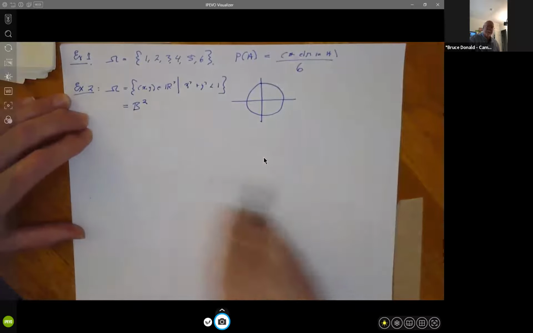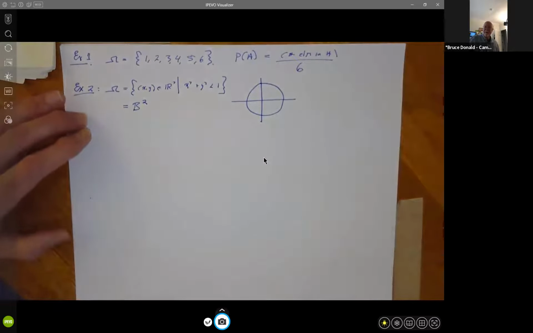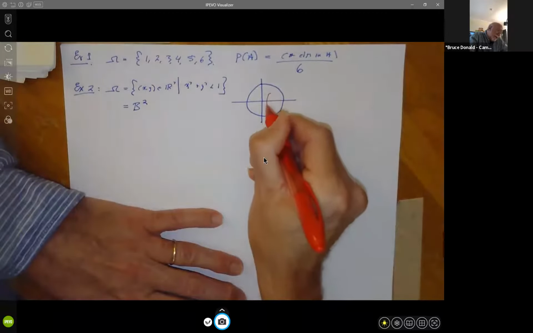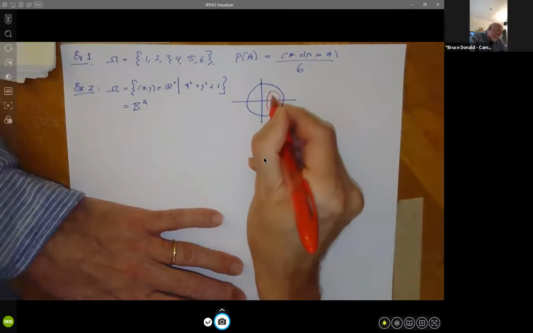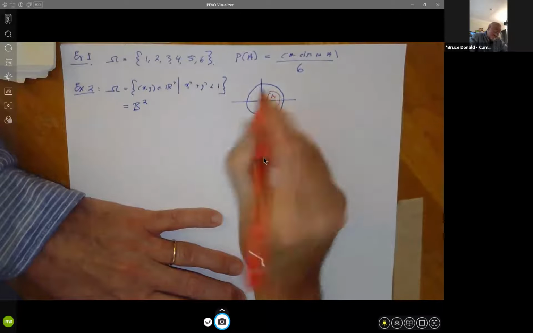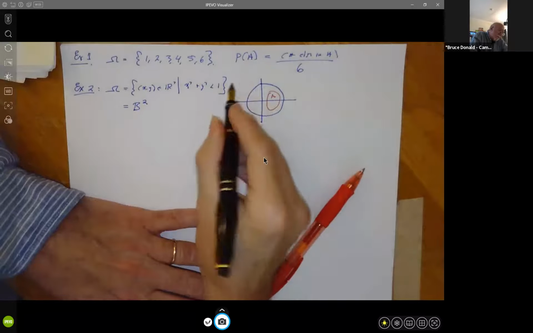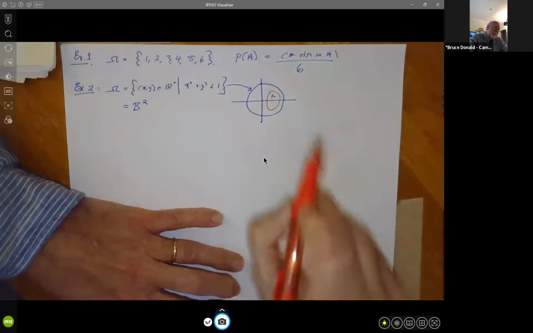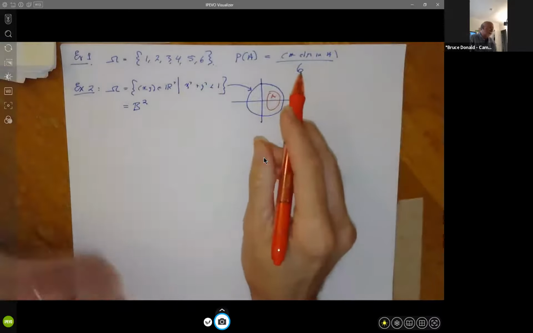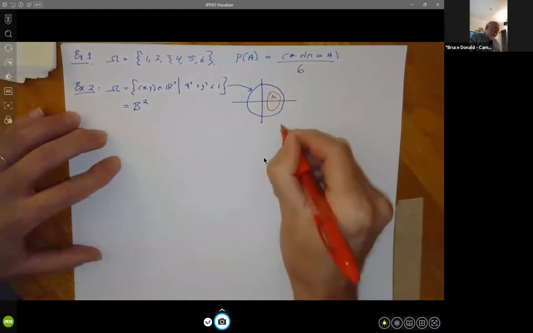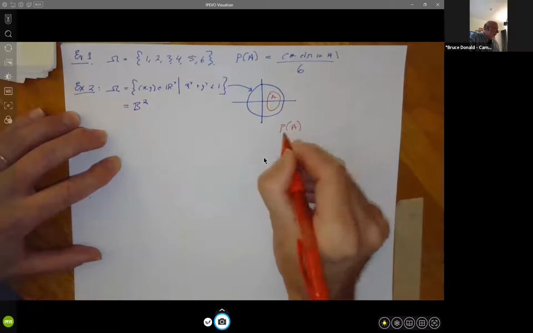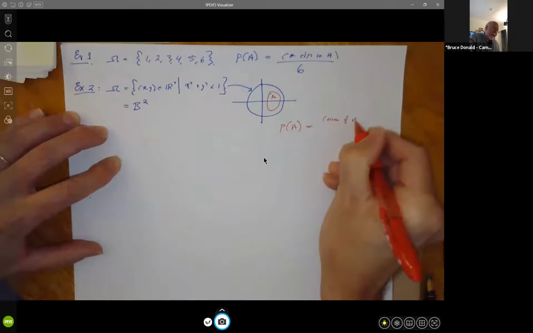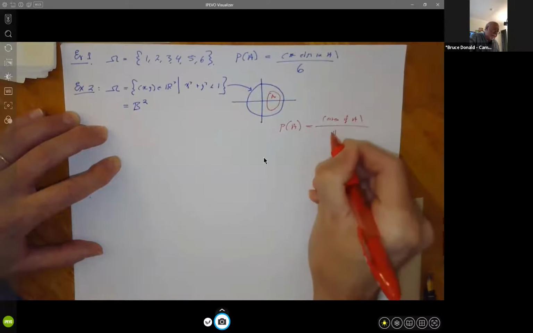Now, what does an event look like here? That's a really interesting question. So an event might look something like this. It's some subset of this, right? So an event is this set here. And of course, omega is the set of all points inside the unit circle. An event is some subset of the circle, nicely drawn like this. So the probability of the event A is simply equal to the area of A divided by pi.